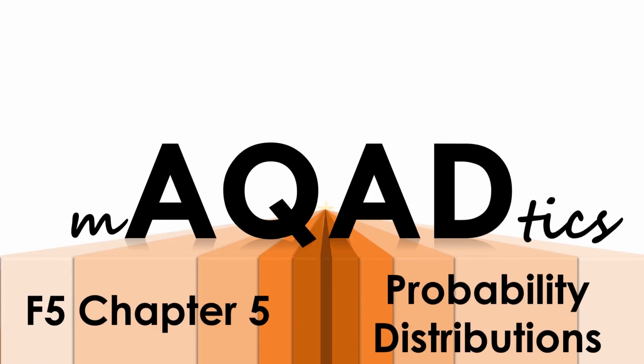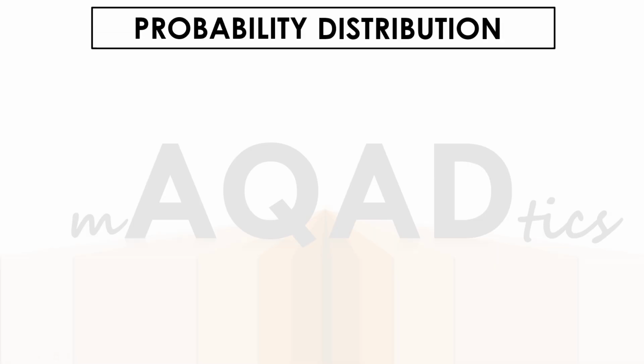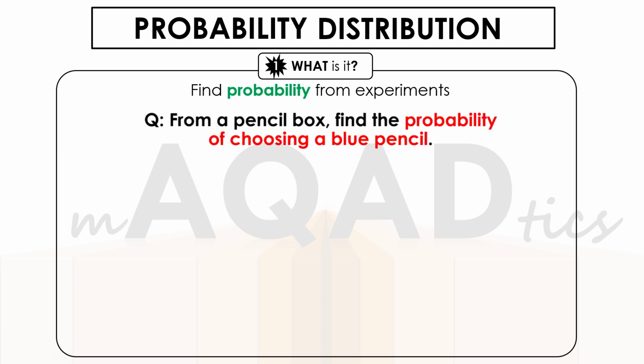So today's video will focus on lesson 16, everything you need to know on binomial distribution. Before we go into binomial distribution, let's understand what probability distributions are. These distributions help us to find probability from experiments. It can be any kind of experiment. For example, let's say we have a pencil box and we need to find the probability that we can obtain a blue pencil from that. For these kinds of experiments, we can use the distributions to help us find the probability or the chances.